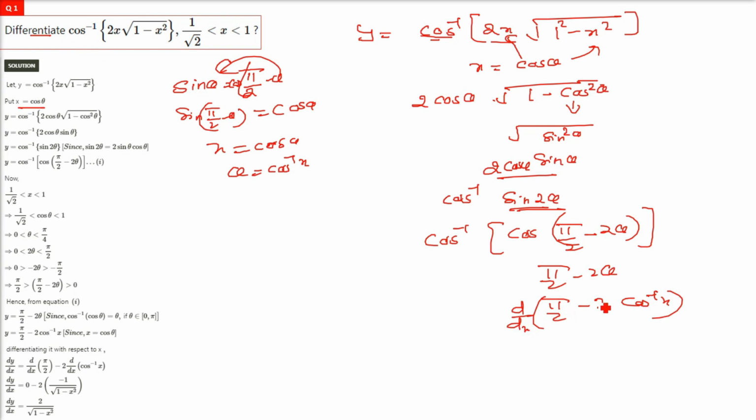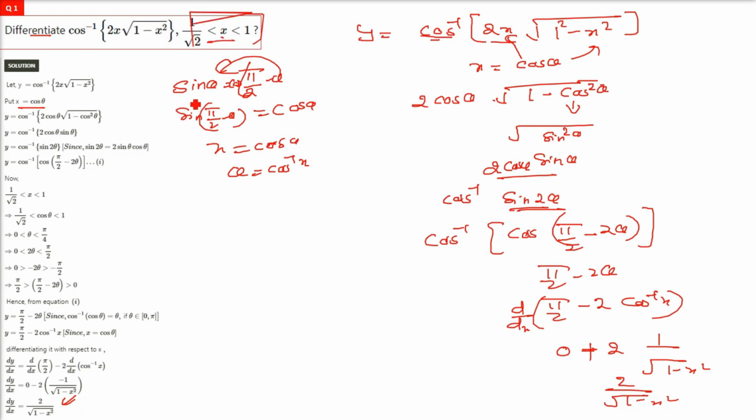Differentiate is what? Pi by 2 is 0. If I differentiate it, pi by 2 is 0, minus 2, and cos inverse x differentiation we already know, negative 1 by under root 1 minus x square. That is negative of 1 by under root 1 minus x square. Minus minus becomes plus. So twice of 1 by under root 1 minus x square. This is your solution. This is actually the solution of this question.